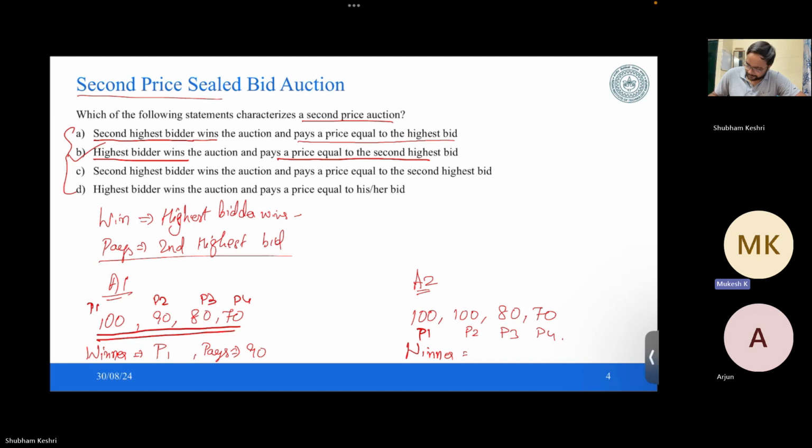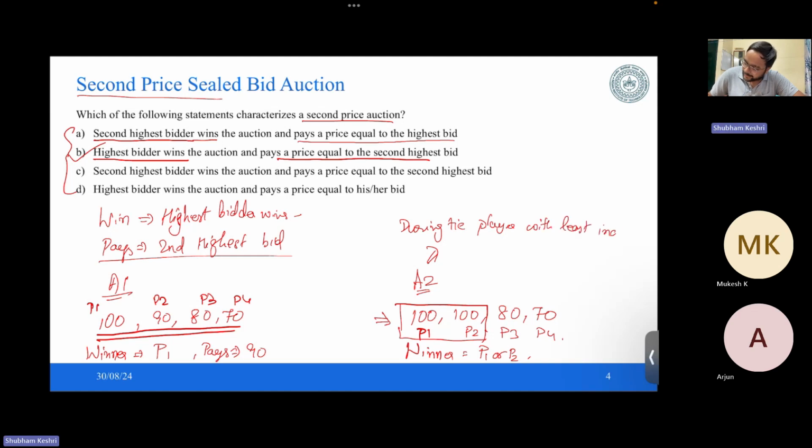Between P1 and P2, I don't know. Okay, P1 or P2. So there should be some criteria on ties. Suppose in A2 the tie-breaking rule is that during a tie, the player with the least index wins. Now tell me who is the winner.